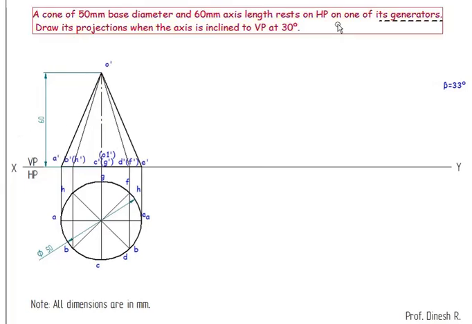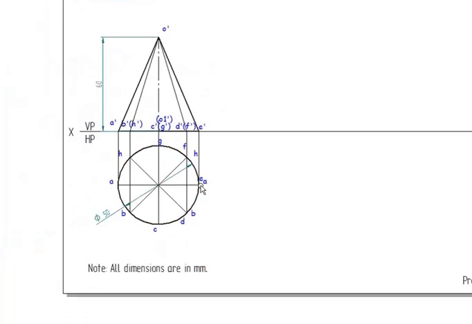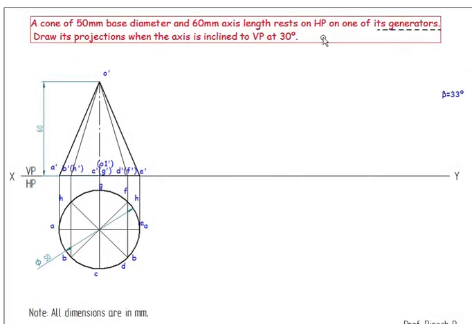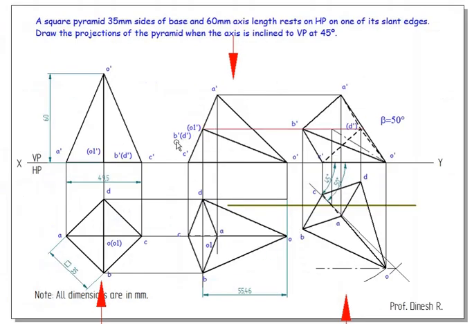Here we need to rest this on one of its generators. Actually it has n number of generators throughout this cone, but we have considered only a few of them. Even from this point to this point there are n number of generators. So in the next step we need to rest it on a generator, like how we did with the square pyramid, where we rested it on the slanted edge. That is the reason why we kept it on a corner.